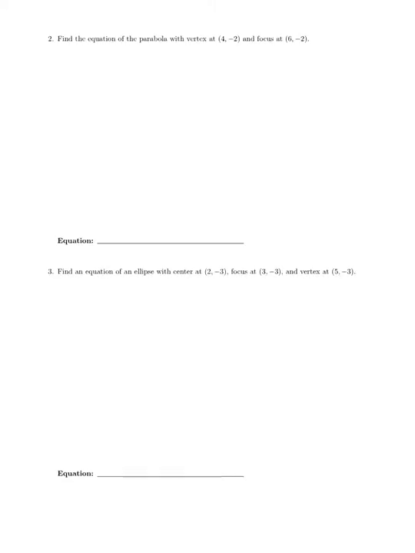Okay, number 2, find the equation of the parabola with vertex at 4 comma negative 2 and focus at 6 comma negative 2. So let me just draw out the situation and see what's going on. So pretend that's negative 2, and this is 4, and then maybe this is 6. Totally drawn off the scale. Anyways, 4 comma negative 2 will be right here. Now this is going to be our vertex. Okay, now the focus is at 6 comma negative 2.